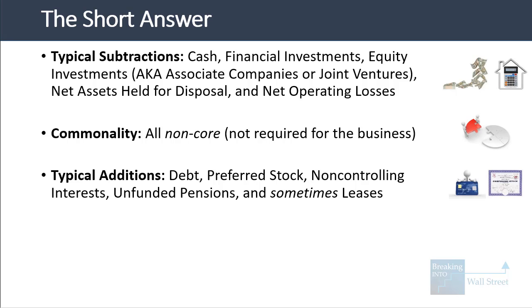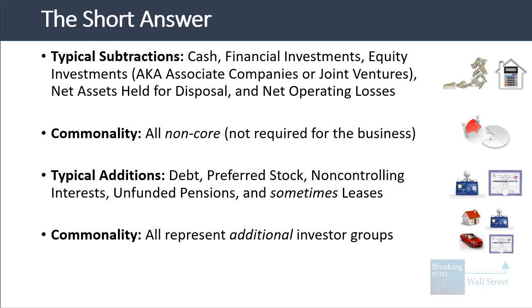In terms of typical additions, the most common items are debt, preferred stock, non-controlling interests, unfunded pensions, and sometimes leases, which gets a bit complicated. We'll save that until the end of this tutorial. What these all have in common is that they all represent additional investor groups. With debt and preferred stock, it's pretty easy. The company needs additional capital, so it borrows money from lenders or it raises preferred stock, and then it pays interest on the debt or pays preferred stock dividends to the preferred stockholders.